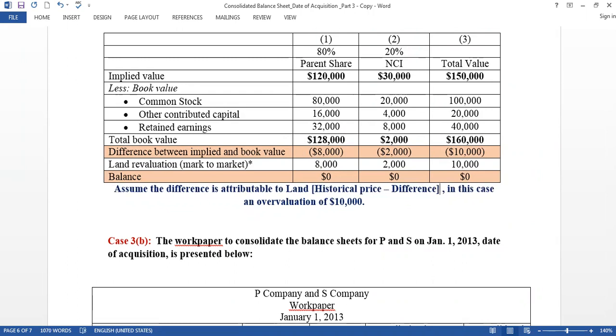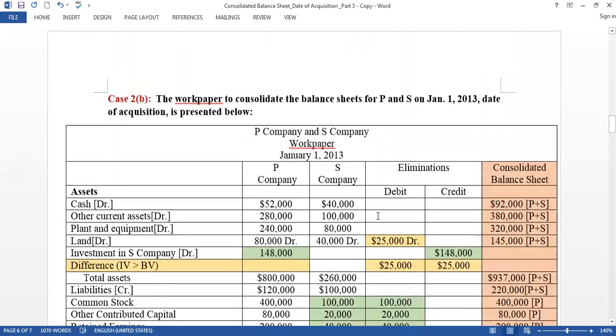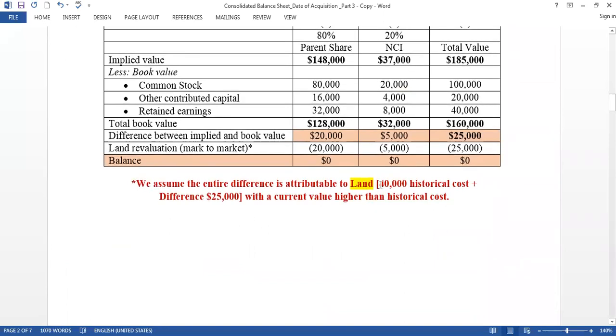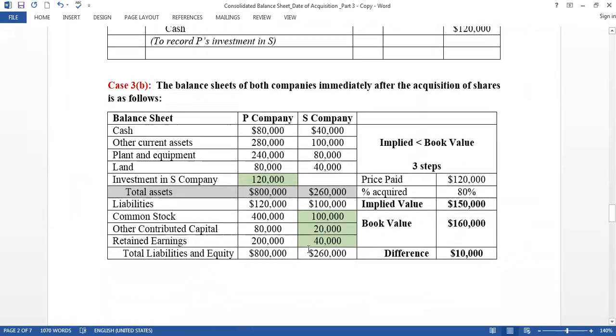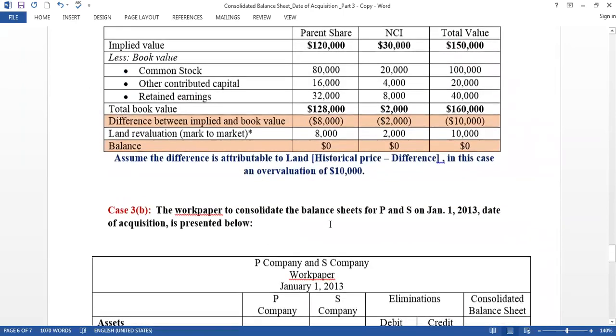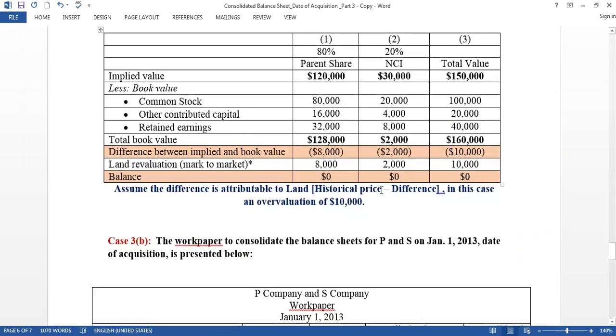Before we recorded historical price plus difference, can you remember here? Land. This is the land. Look at the land. Historical price plus difference. Now here we are going to record historical price minus difference. Why minus difference? Because land price decreased. Historical cost is how much according to this question? Historical cost is $40,000 minus difference $10,000.